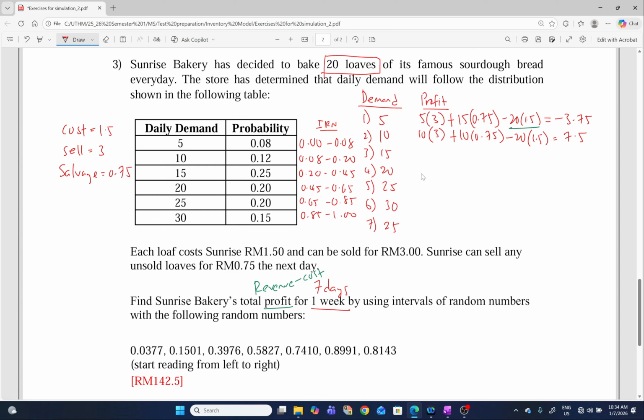Cuba buat nombor 3 dan 4 sahaja. Try to do 3 and 4. Calculate for me. Yang 5, 6, 7 tu biarkan dulu.